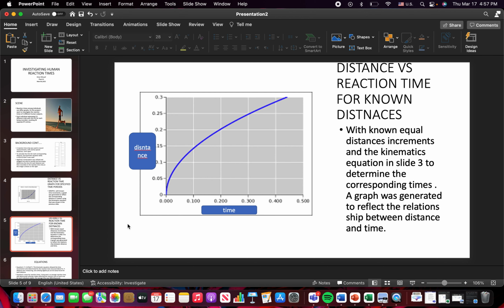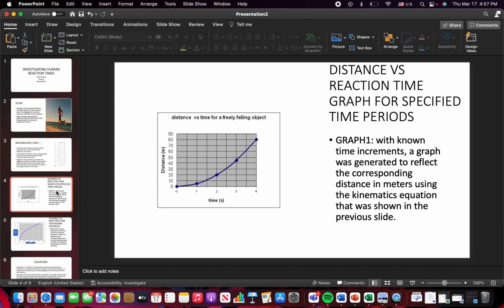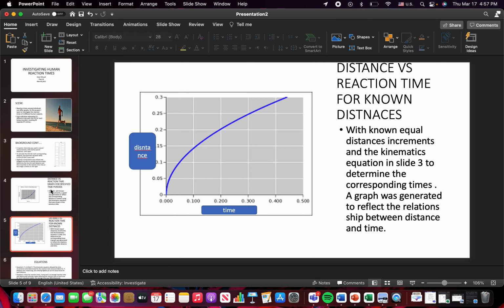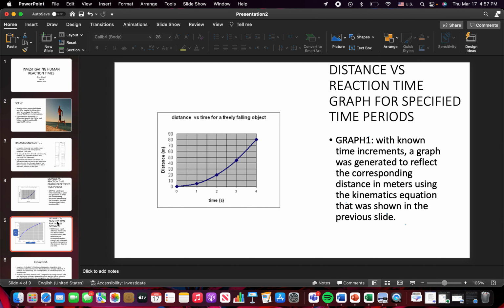You see how this graph has more of a curve going upward, and this one has more of a curve going downward. Look at the two graphs. Now you can tell how it is.